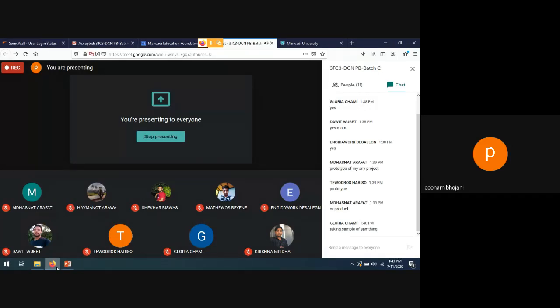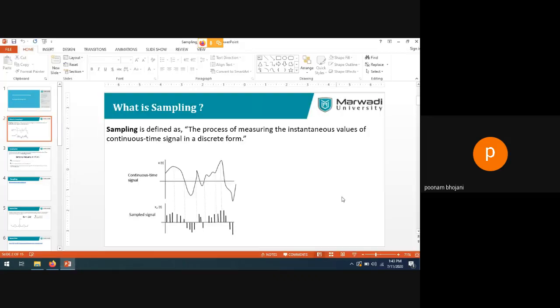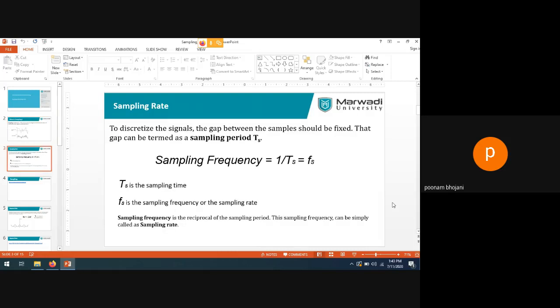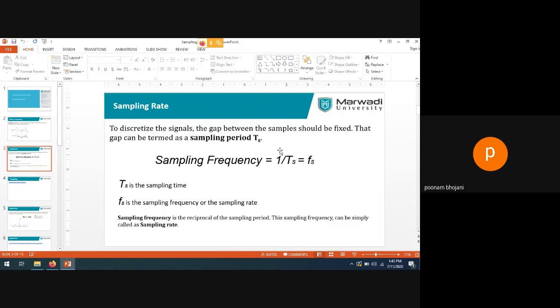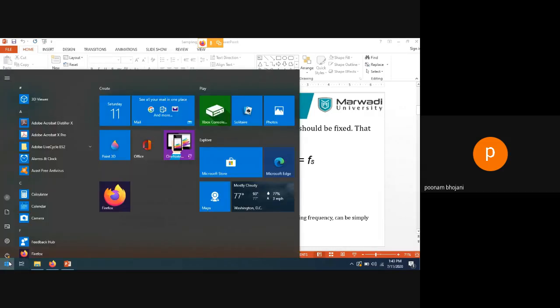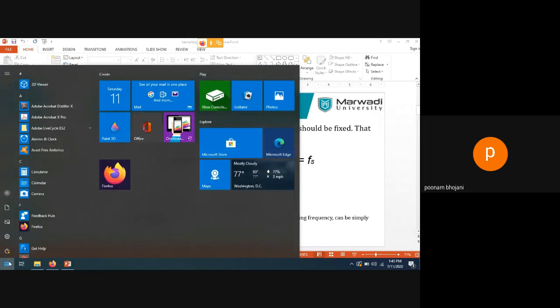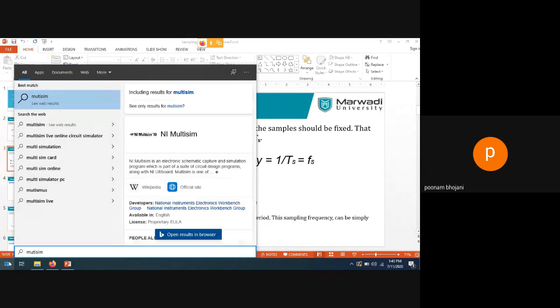I hope it is clear, right? It is a very easy definition: if you are converting a continuous time signal into a discrete time signal, that is known as the sampling process. Next, before going to the next point, let me take one example in Multisim. I will explain the sampling period TS and sampling frequency FS by taking one example in Multisim. So let me open Multisim in that case.